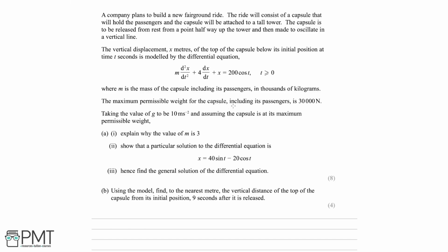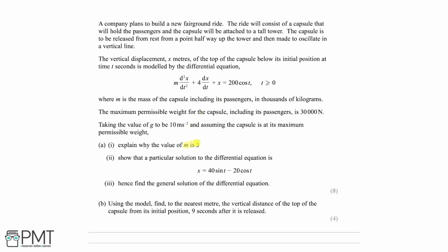The maximum permissible weight of the capsule, including its passengers, is 30,000 newtons. We're also given the value of g to be 10 meters per second squared, and we need to assume the capsule is at its maximum permissible weight. So for part A(i), we need to explain why the value of m is 3.